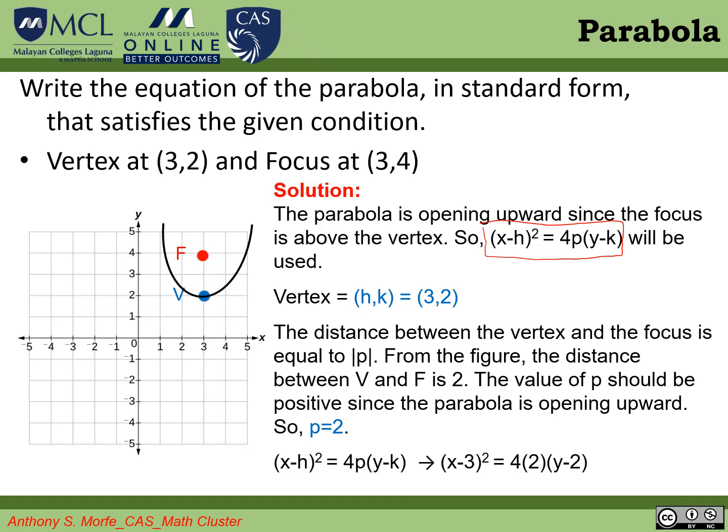Then from this standard form equation of the parabola, when you substitute the values of h and k into this formula, we'll get this. So from here, we'll be able to solve for the standard form. So this is the standard form. And in this problem, class, we are just asked to write the equation of the parabola in standard form. So that's it, we're done.